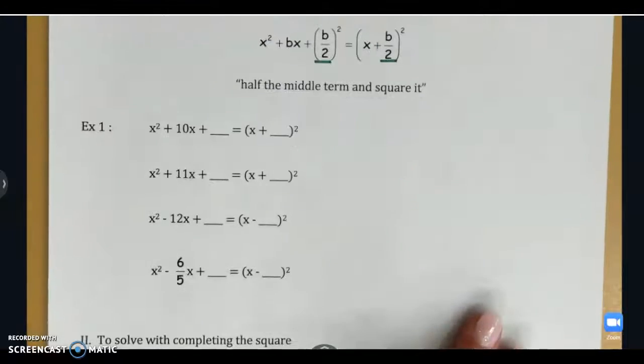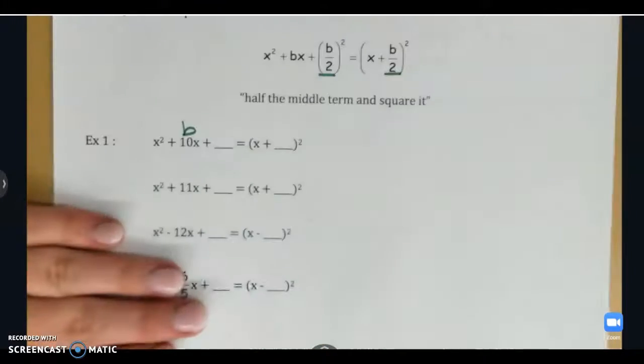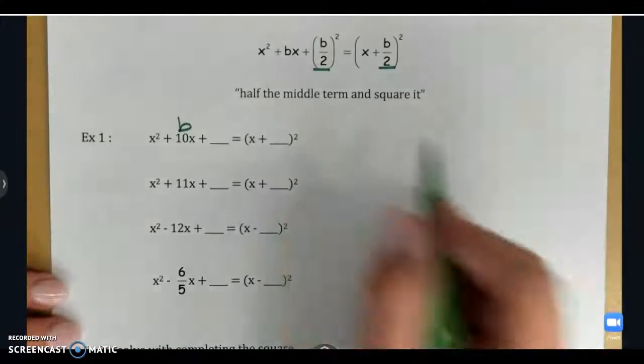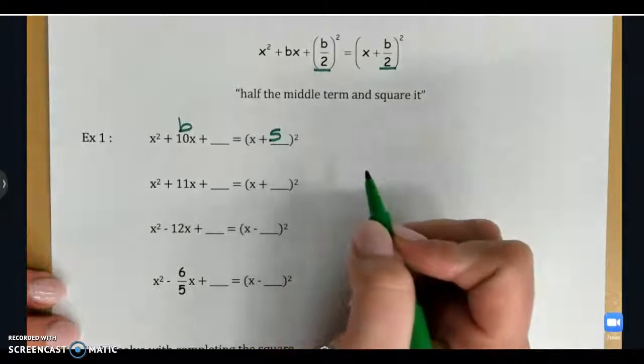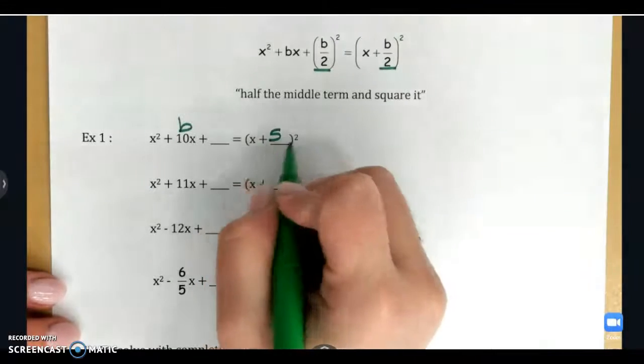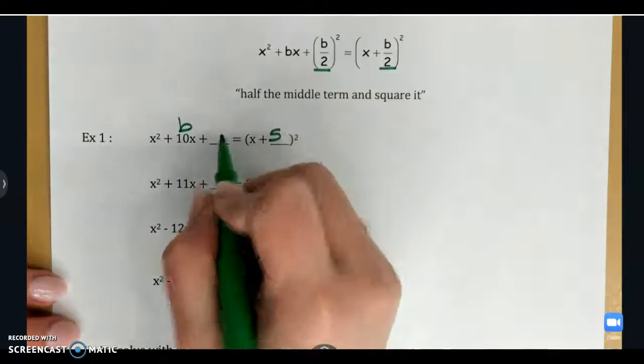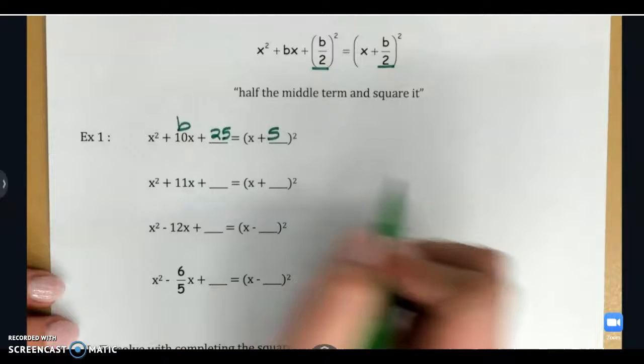So let's practice that first. Here on this first example, my b is 10. Half of 10 is 5. So this is going to be x plus 5 squared. And if I have 5 squared, that third term is going to be 25.